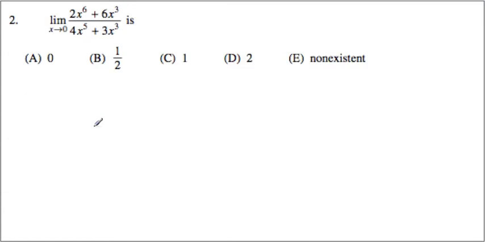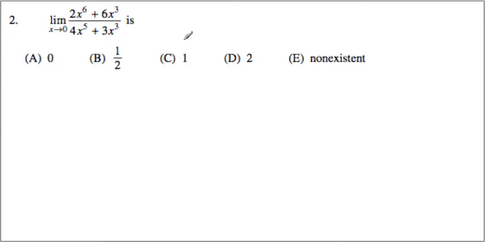Alright, let's look at the second one. Here we have, as x approaches 0, if you have to plug in 0 in place of x's, you will realize that numerator and denominator will be equal to 0, so we cannot determine what the value would have been. So what can we do?